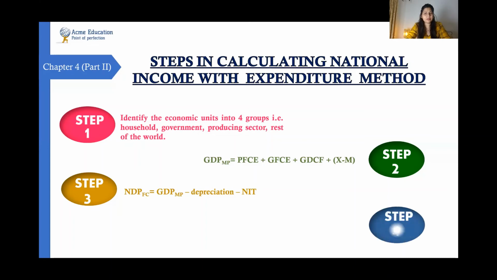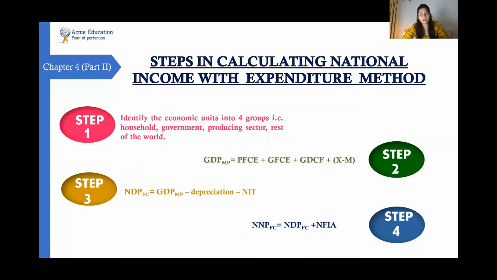Finally comes your step number 4, which is NNPFC, also called national income. So national income is also called net national product at factor cost. To calculate that, we have already found out in step number 3 our NDP at factor cost. So basically, we need to go from NDP to NNP.